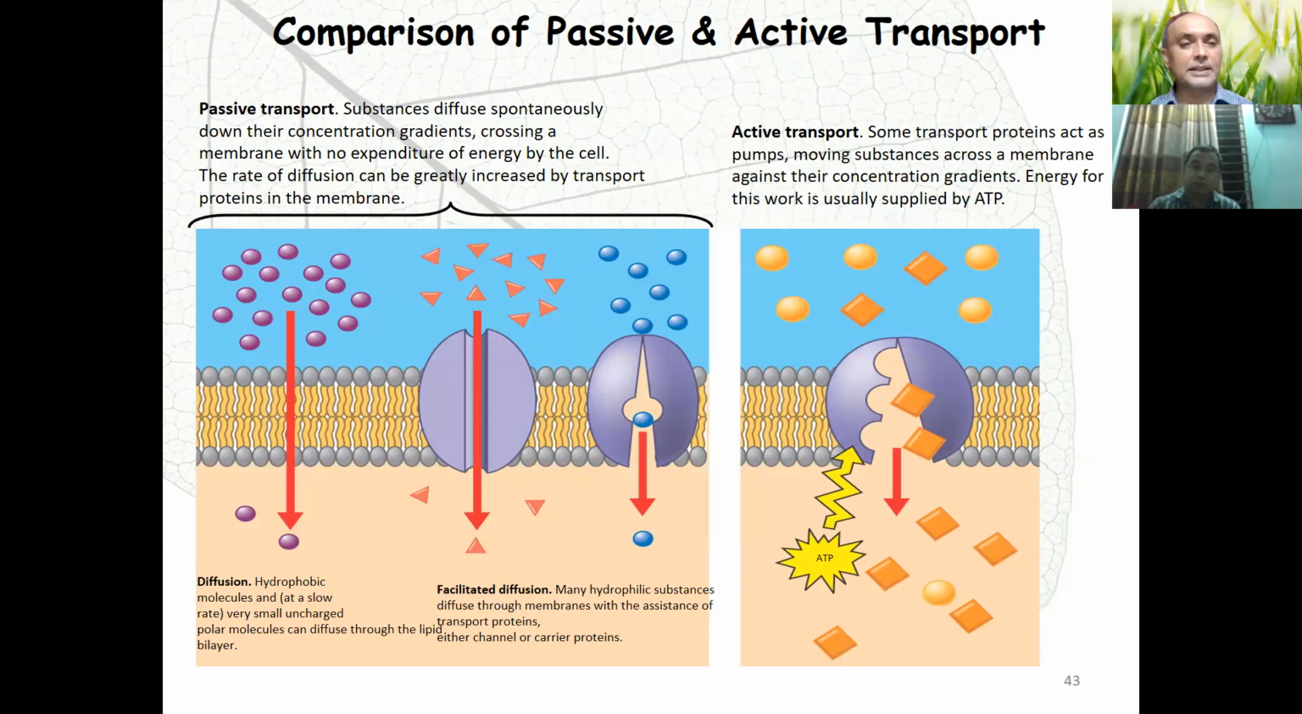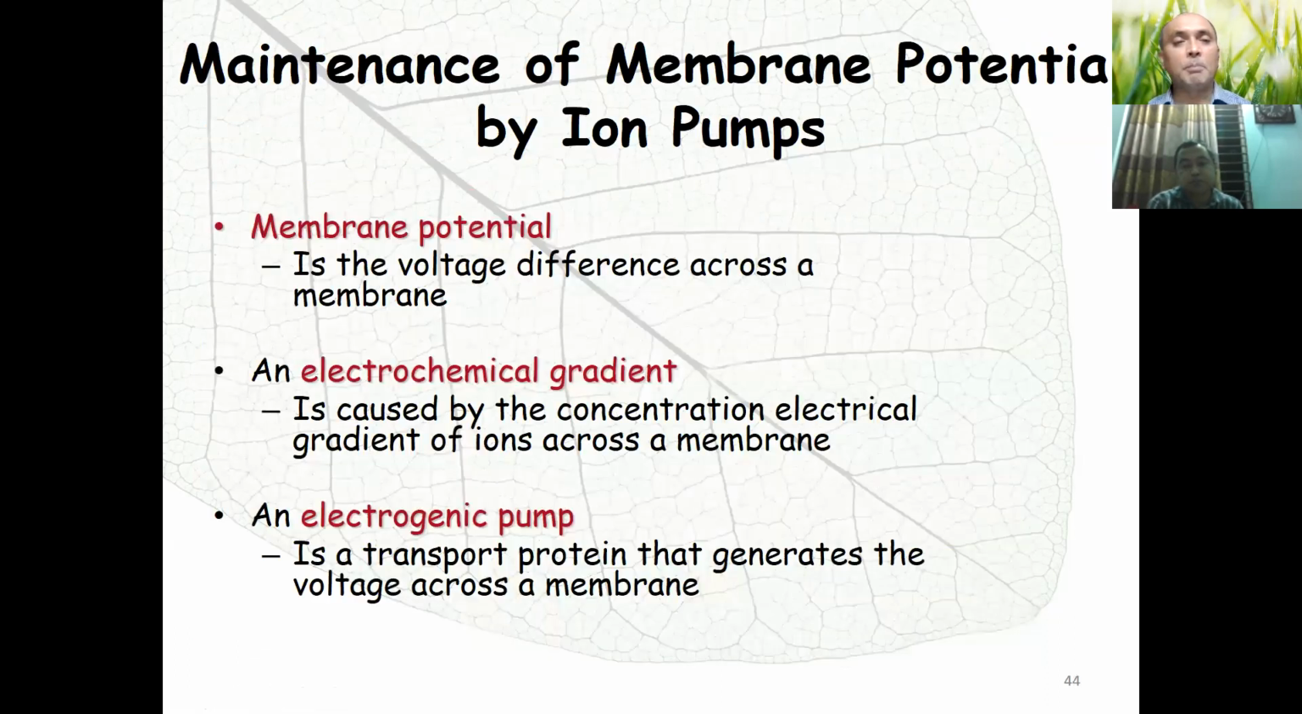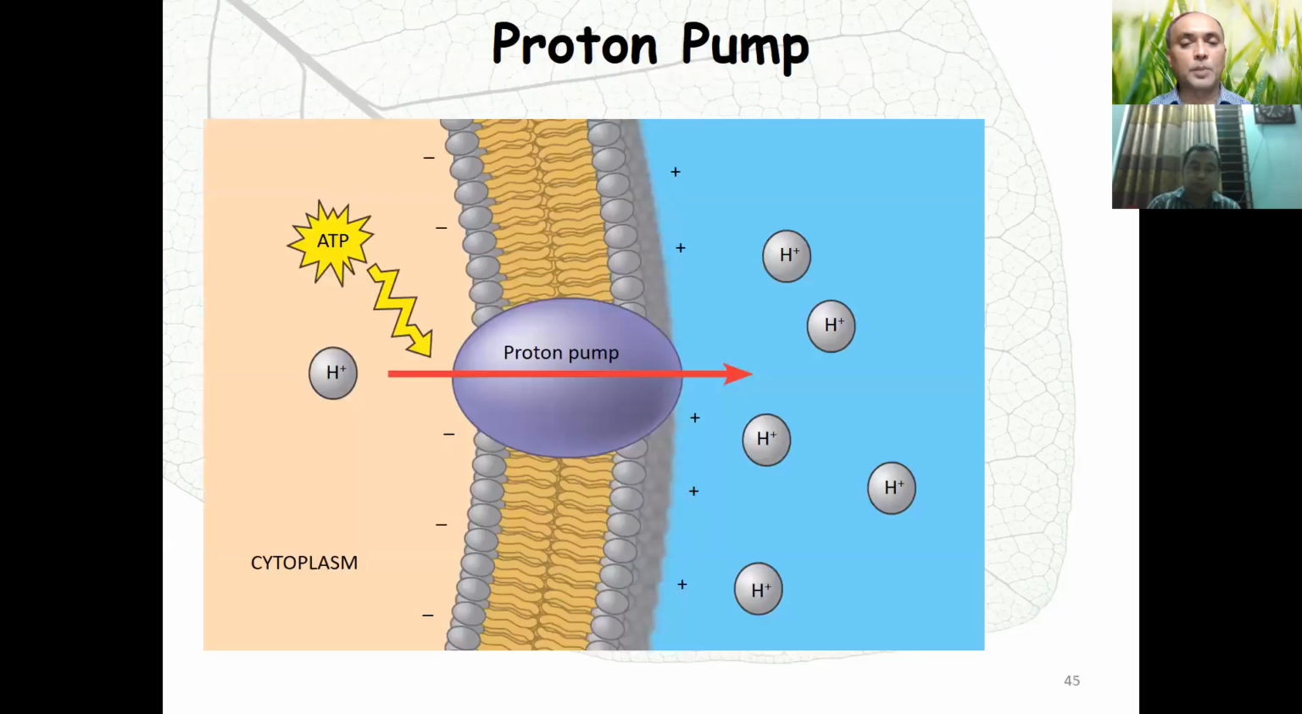So here you can see passive transport can happen directly, but in the case of active transport, it requires ATP. Maintenance of membrane potential by ion pump. Yes, ion pump, membrane potential, because when the concentration in the interior is increased significantly, the exchange of influx and efflux of molecules is also involved in the signal transduction pathway. So membrane potential, electrochemical gradient, and electrogenic pump are also involved in the membrane potential by ion pumps.